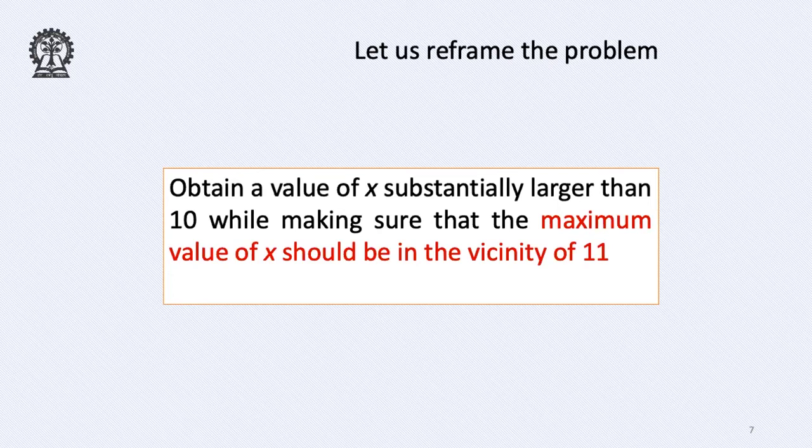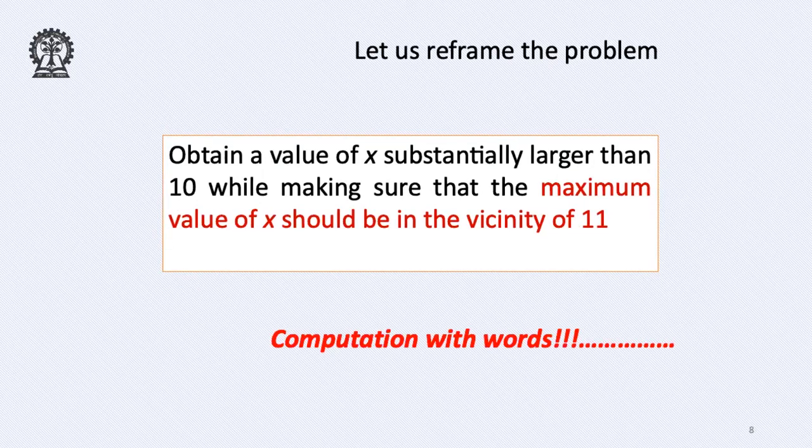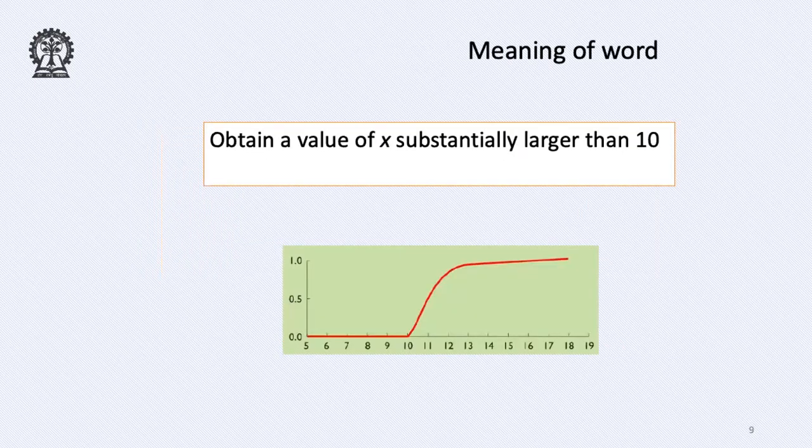Now, in this situation, let us try to work with the linguistic value: a value of x substantially larger than 10, that's one part, and it must be in the vicinity of 11. Therefore, it comes as computation with words. Nowadays, people are working on natural language processing, using machine learning techniques and other things, but fuzzy logic is such a nice thing. Very nicely we can mathematize, quantify the statement that x is substantially larger than 10.